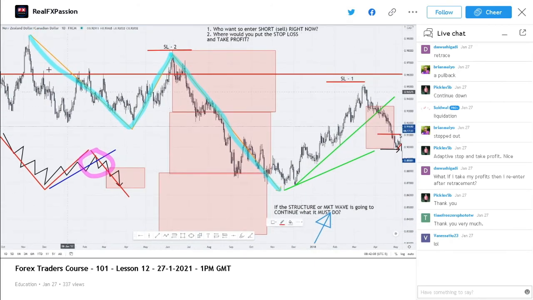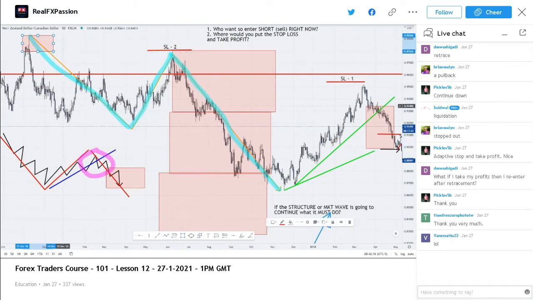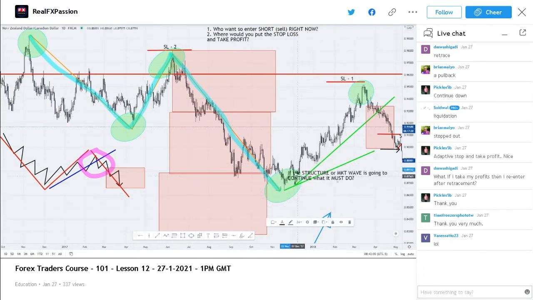I'm going to help everybody. So if this is a structural high, now let's make circles, right? So circle, this is a structural high. Let's make it green. And this is a structural low, and this is a structural high at the stop loss number 2, and this is a structural lower low, and it's not confirmed yet, but it's a projection, it's likely to be the next structural high. And if the structure or the market wave is going to continue, what the market must do?